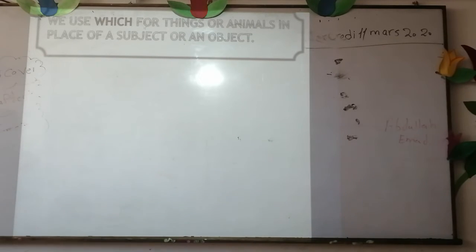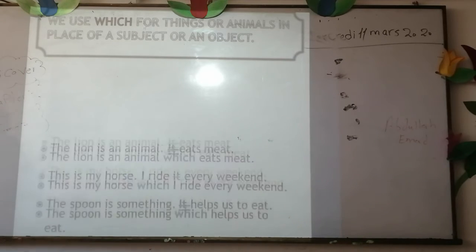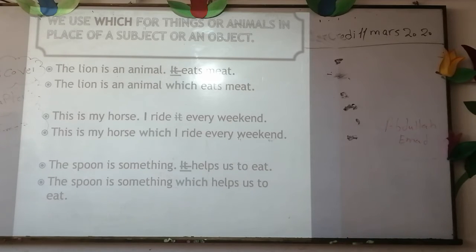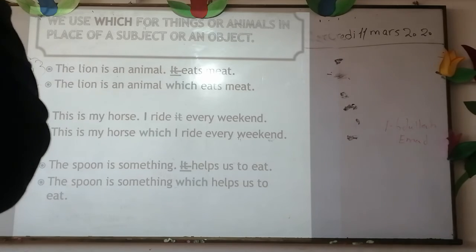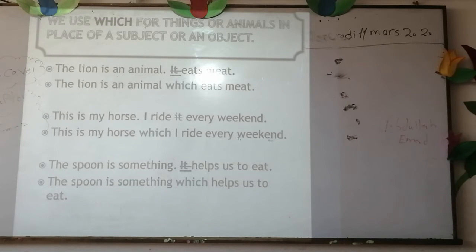We use which for things or animals in place of the subject or an object. For example, the lion is an animal, it eats meat. Now I want to join the first sentence, the lion is an animal, with the second one, it eats meat.